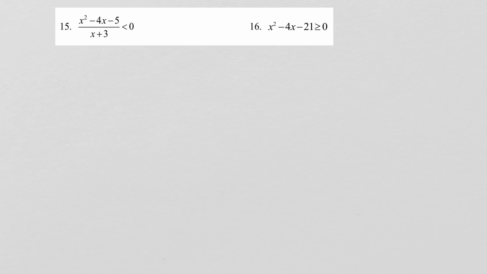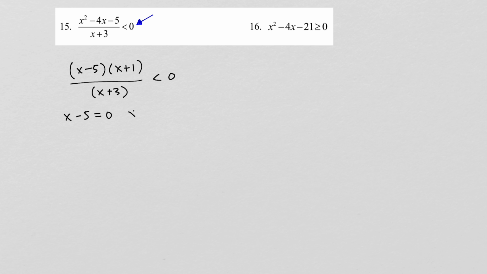In this next problem, we have a rational inequality. To solve a rational inequality, first thing you want to do is make sure you have 0 on the other side, which we do. And now what I'm going to do is factor the numerator and the denominator of that fraction. And then we're going to set all of these factors equal to 0 to find our important numbers. And those numbers are going to be 5, -1, and -3.